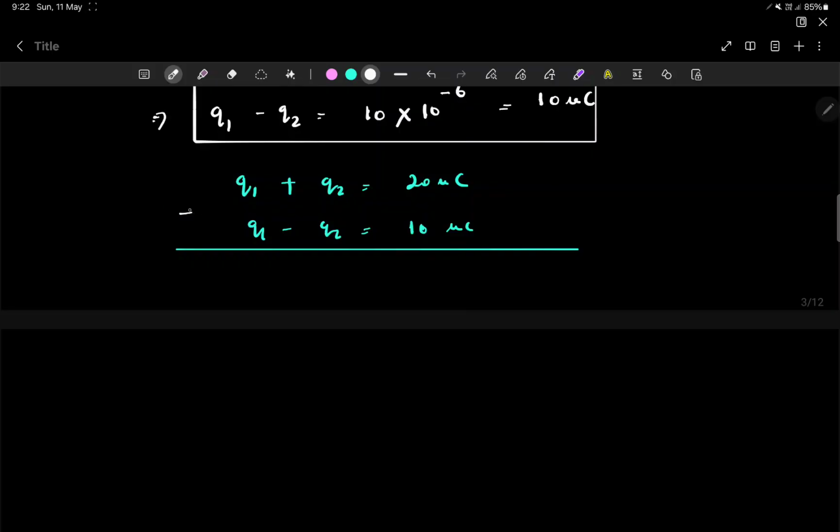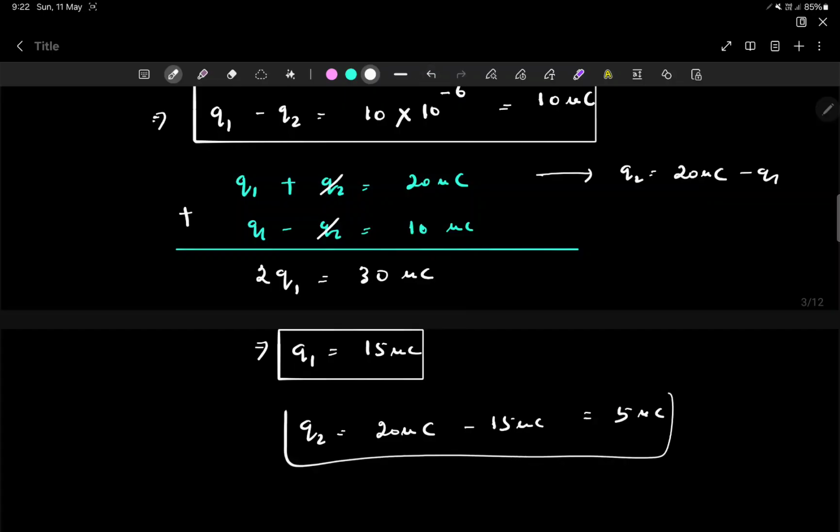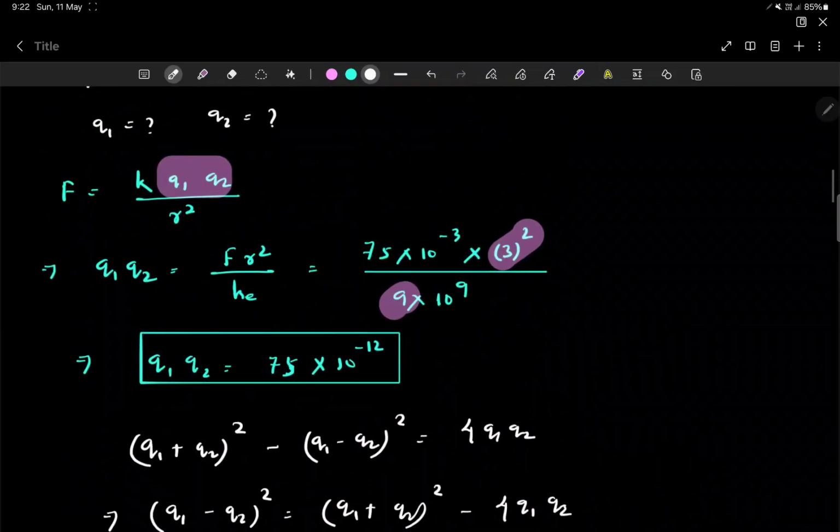So now we can write Q1 plus Q2 is 20 microcoulomb, and Q1 minus Q2 is 10 microcoulomb. After adding, Q2 cancels out. So 2 Q1 is equal to 30 microcoulomb. So finally the Q1 value is 15 microcoulomb. So what is the value of Q2? From this equation, Q2 is equal to 20 microcoulomb minus Q1. So the Q2 value will be 20 microcoulomb minus 15 microcoulomb, so the answer will be 5 microcoulomb. Yes, 5 microcoulomb is the value of Q2. So this is the value of Q1 and Q2 for the given question.